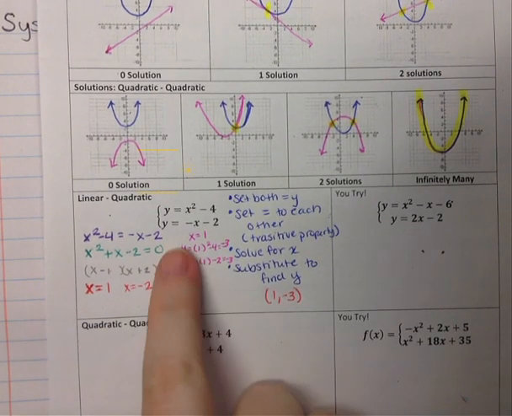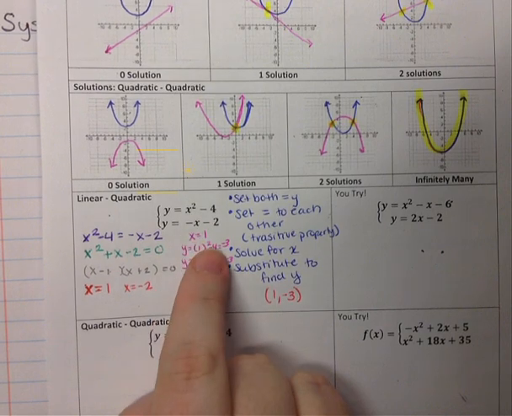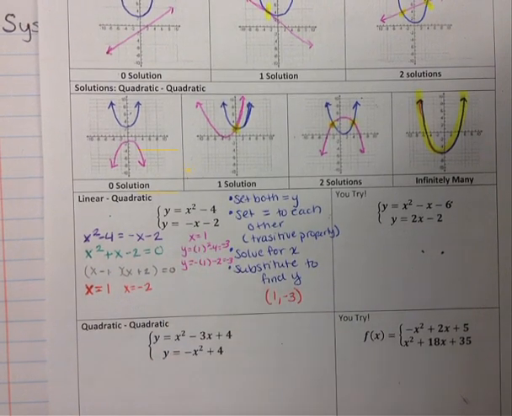We plugged in the x, we input the x, we got the output of the y. We inputted the 1, output of negative 3, so (1, negative 3) is our solution.